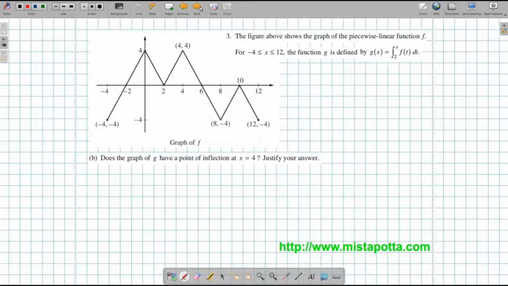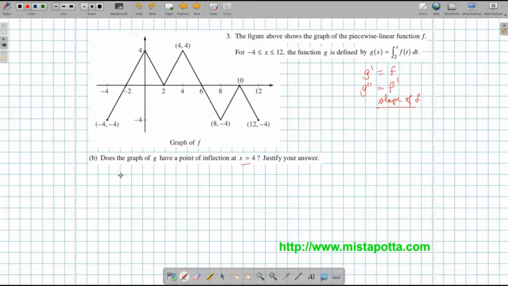On part B, though, we're talking about points of inflection, so we're looking at concavity. Keep in mind that if g prime is f, then g double prime is going to be f prime, or the slope of f. So I really want to look at the slope of f at the point in particular, at the point x equals 4.